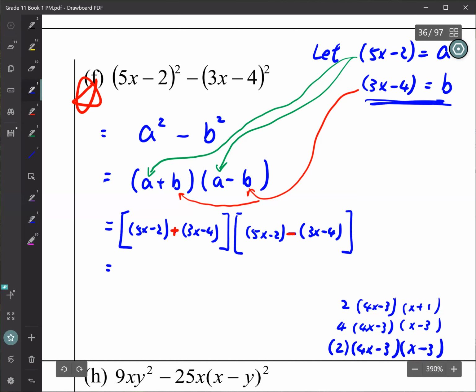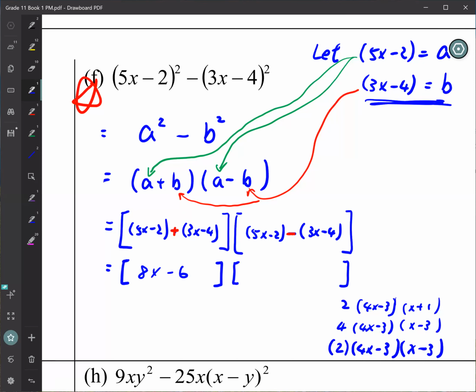So now when we simplify the first one, combine the like terms. Okay, Ivy, what do you have in the first bracket? I got 8x minus 6. Yep, looks correct. 5 plus 3 is 8. Negative 2 plus negative 4, negative 6. Now the second bracket. Elaine, what do you have? That is the 2x plus 2.